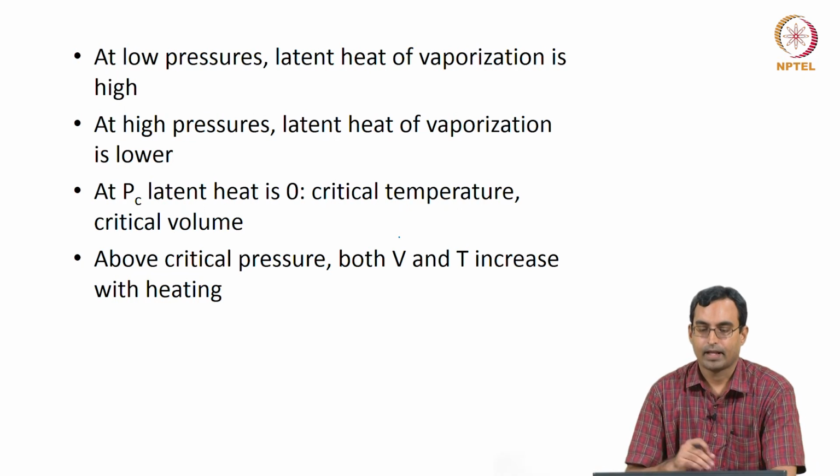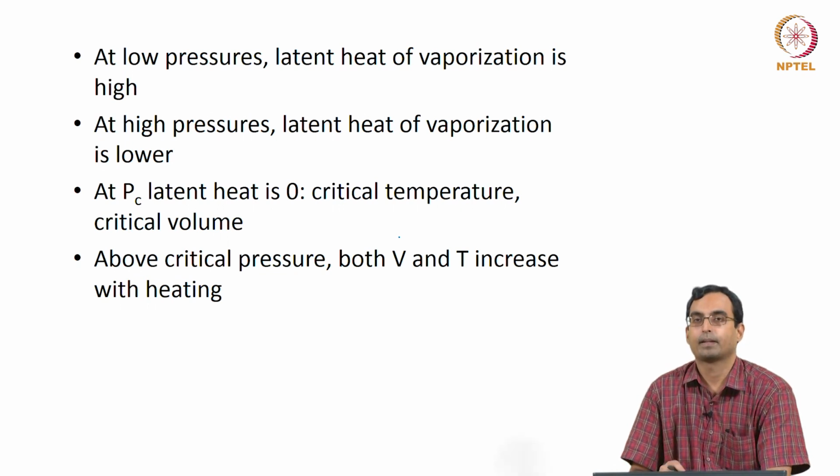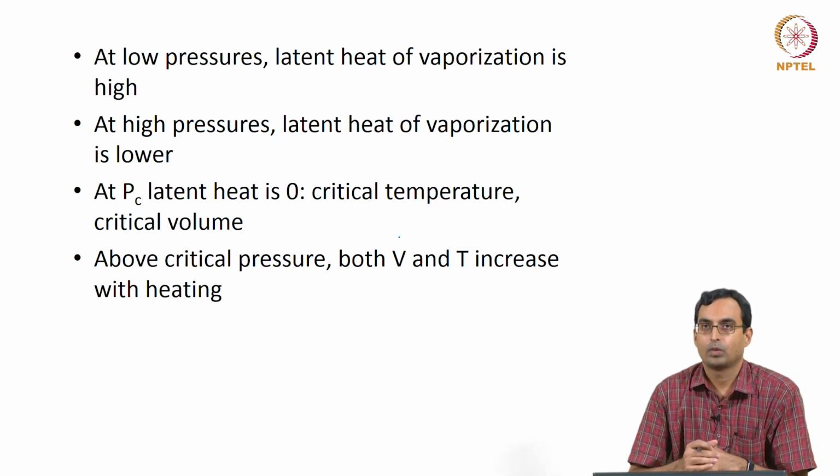So, what we see is at low pressures, the latent heat of vaporization is high. At high pressures, the latent heat of vaporization is lower. At the critical pressure, the latent heat is 0. The corresponding temperature is what we call the critical temperature, and the corresponding volume is what we call the critical volume. Above the critical pressure, both V and T increase with heating.